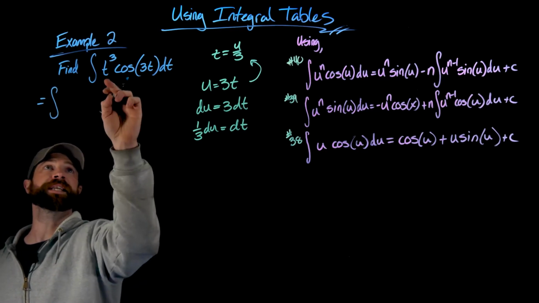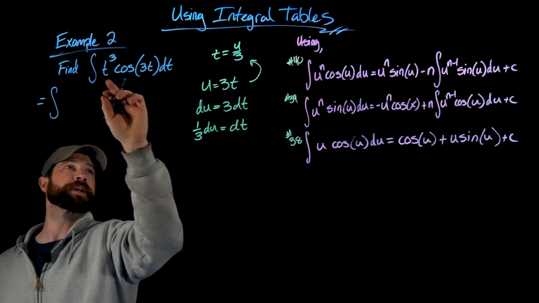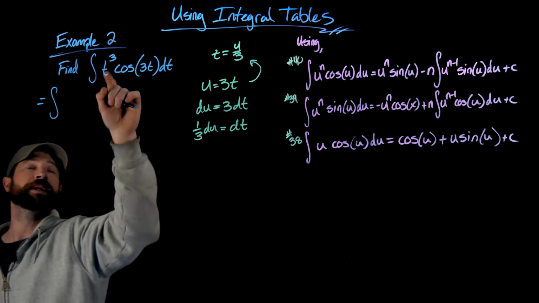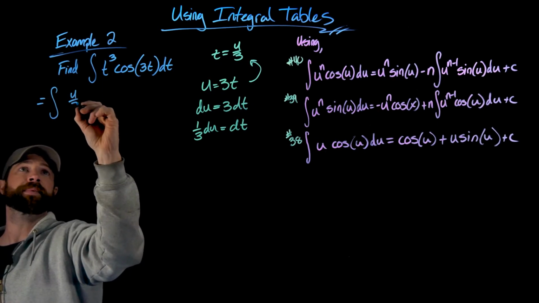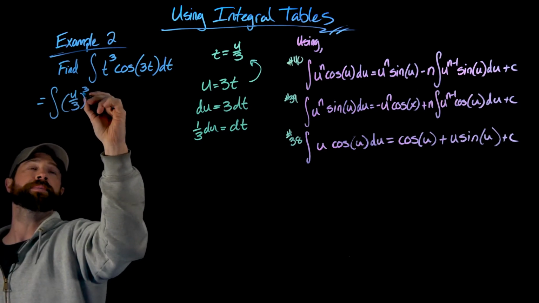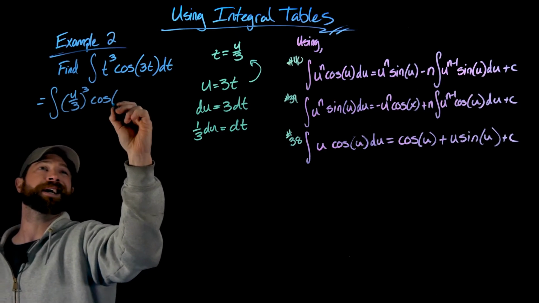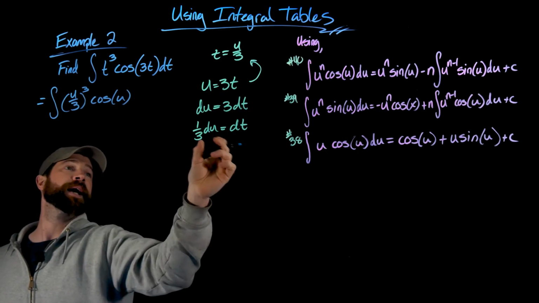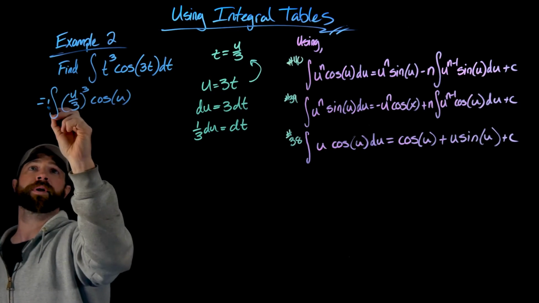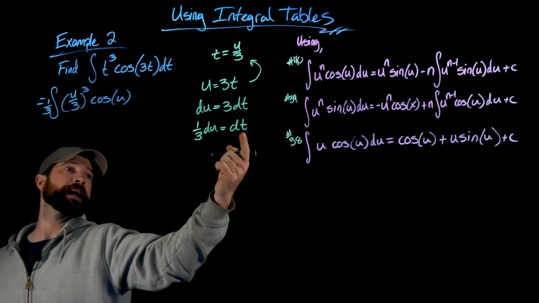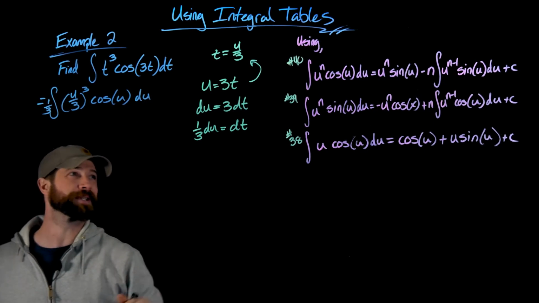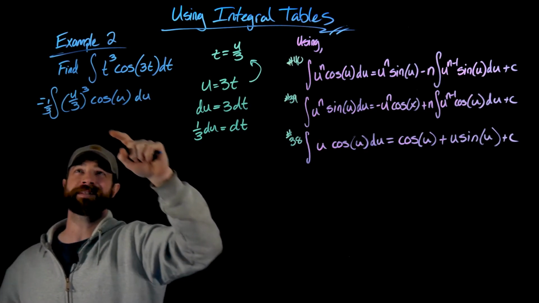So I have t cubed. This is the reason I wrote this up here. So t is u divided by 3, so this becomes u divided by 3 cubed. And then I have the cosine of just u right here, because u is the 3t. And then I get a 1/3, I'll put the 1/3 out here, and I get the swap for dt to du. I'm really close to getting it to this form right here. I just have to deal with this.